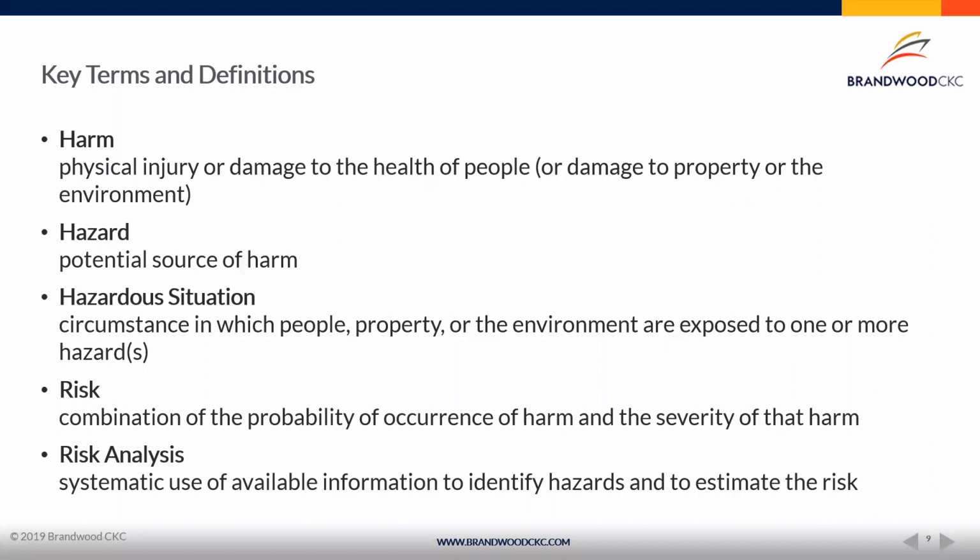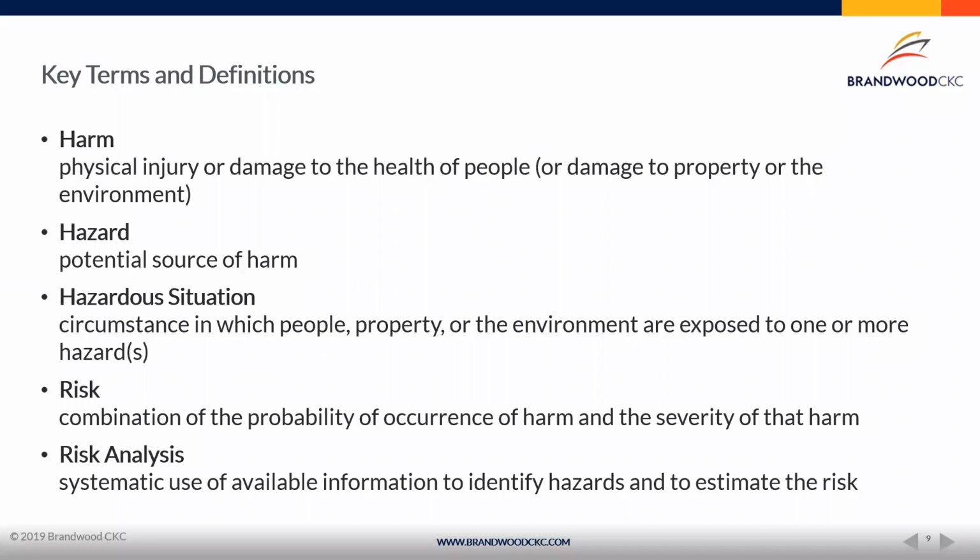Hazard, on the other hand, is what's the source of that harm? So if we talk about, there's that it could potentially do this thing to the end user, what's creating that? What's the hazard that would create that source of harm? Hazardous situation is effectively the circumstance in which the end user, property, environment, whatever, may become exposed to one or more harms. So it's really the full scope of where harms, or where hazards can come from.